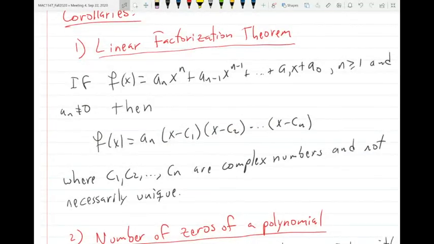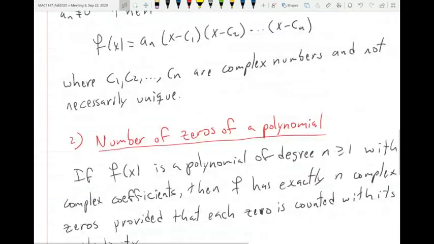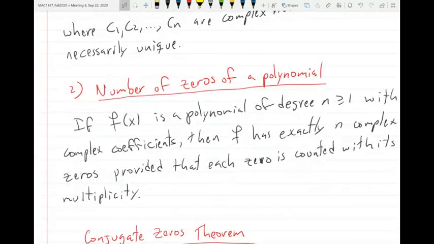And okay, let me just say the other statement and then I ask you for questions. Something that follows immediately from that is the number of zeros of a polynomial. It's not just that every polynomial has at least one, no, it has exactly n zeros, where n is the degree, if you count those zeros with multiplicities, of course.